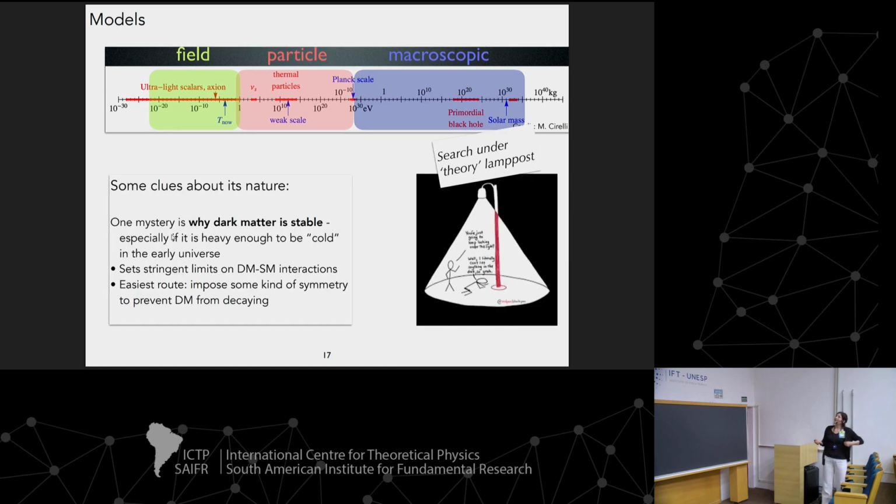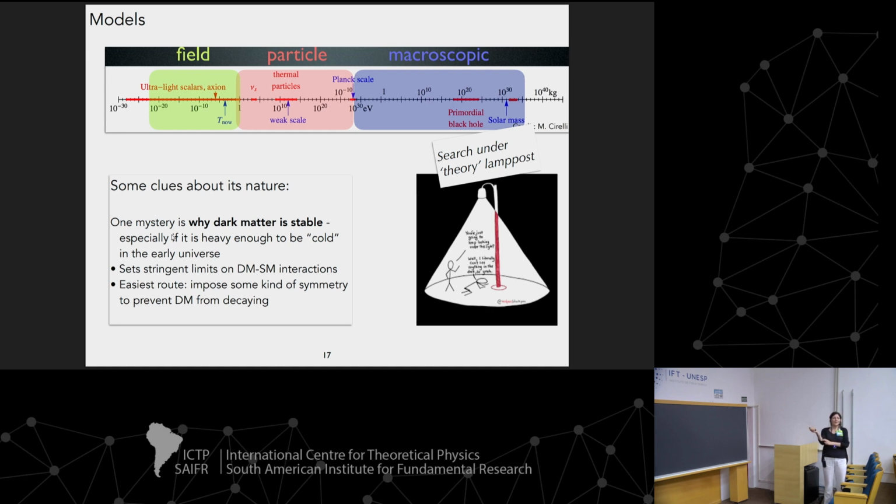All right. And so how it works is basically that, of course, it's hard to go random. You have to devise your search strategy. So what we were doing so far is to search under the theory lamppost. We have some theoretically motivated ideas, and then we look there. Obviously it's not exhaustive, but it's a place to start. And as I was saying before, what clues can we take from its nature? One is that it is stable.